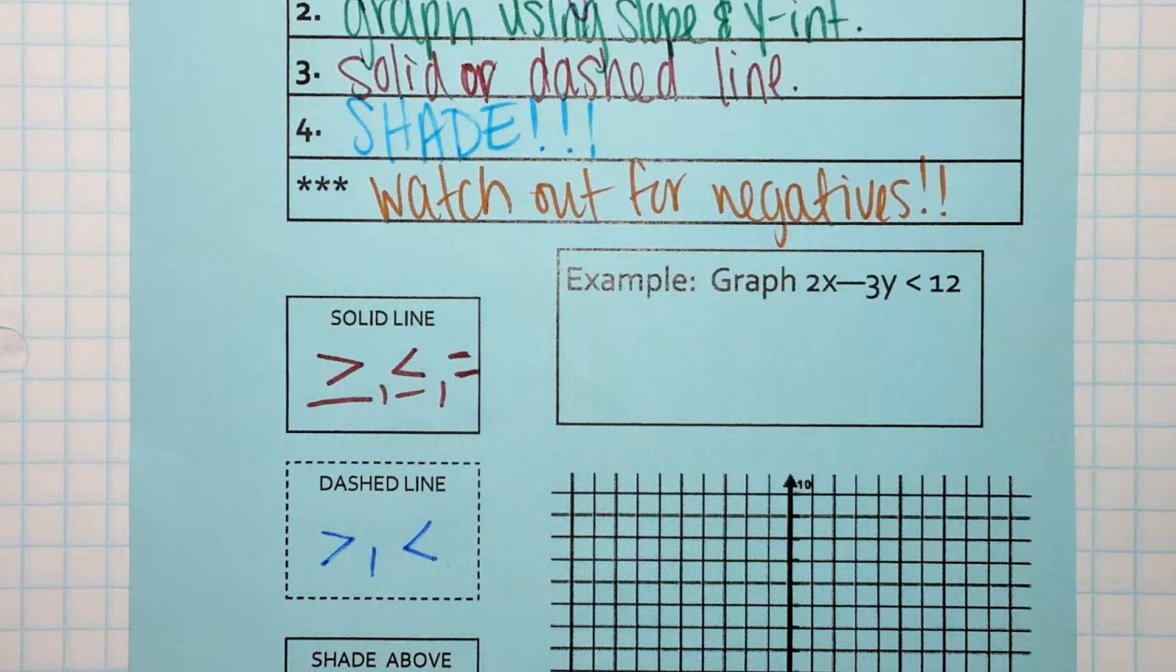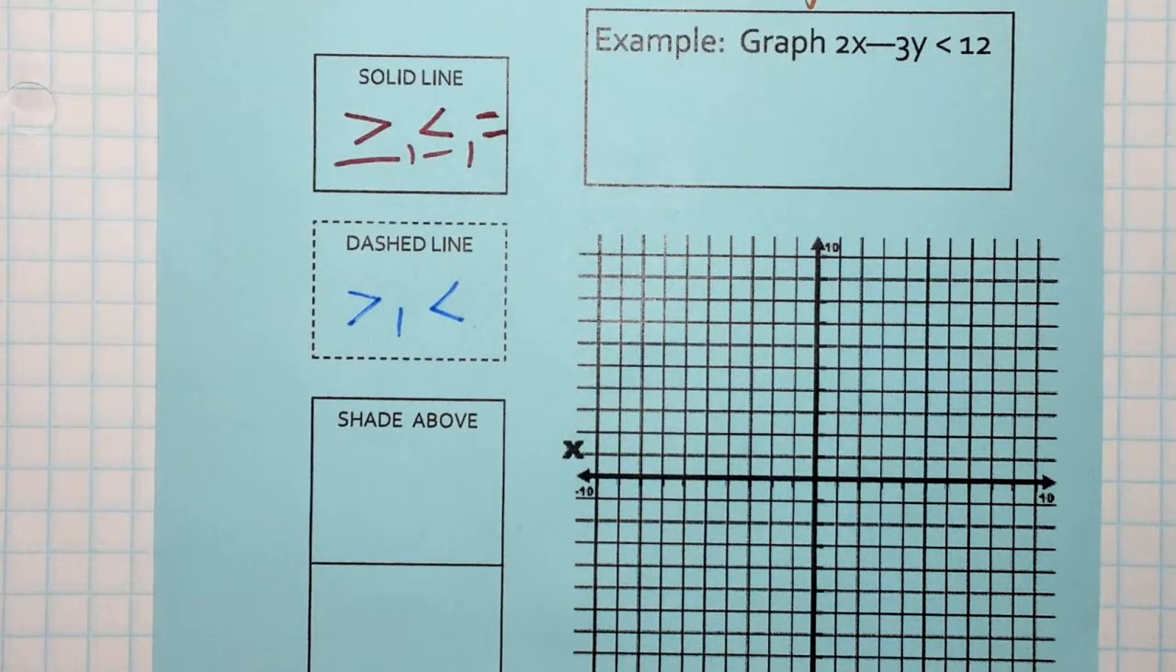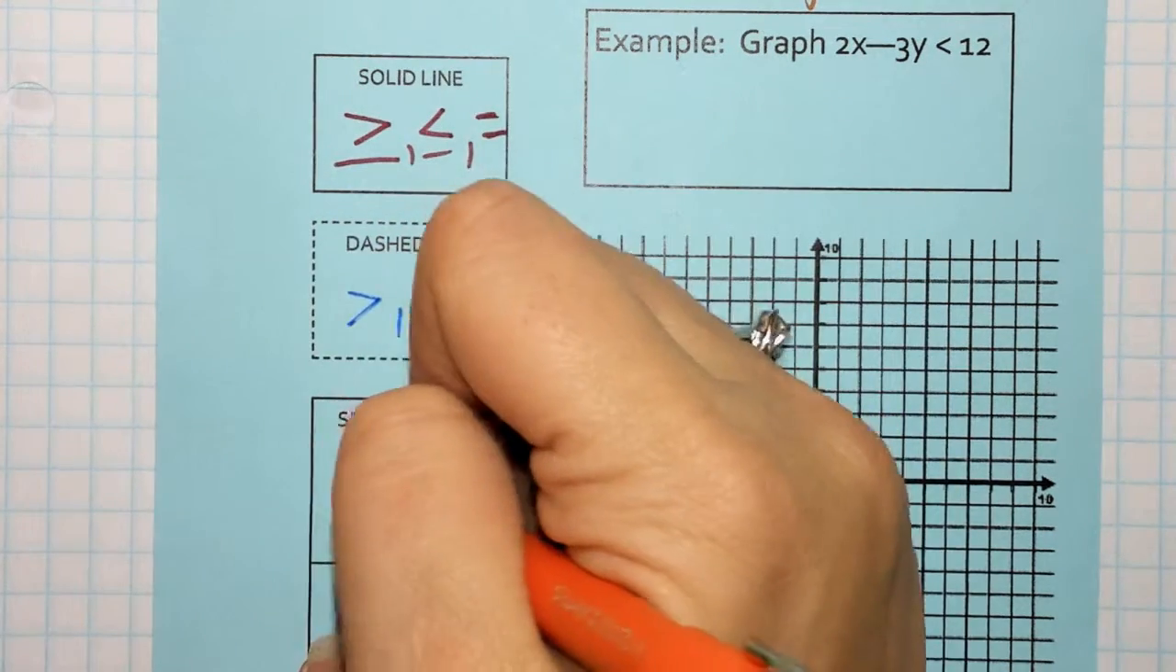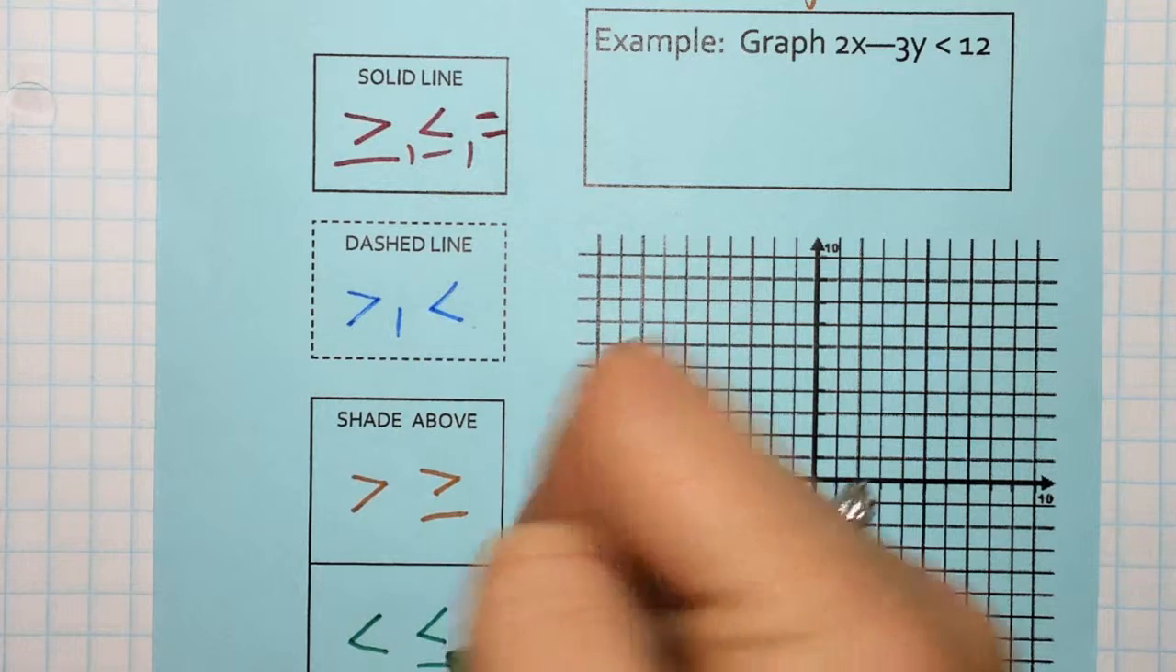Now, when do you think you will shade above the line? Greater than. When it's greater than, you shade above. Fantastic. So you shade above the line when it's greater than. When would you shade below? When it's less than. Fantastic.